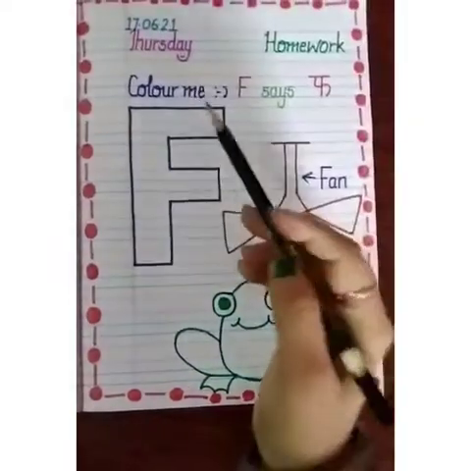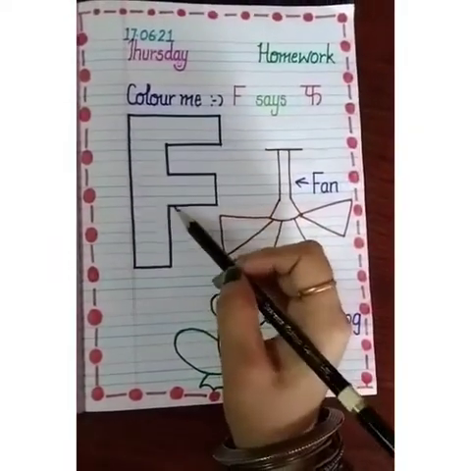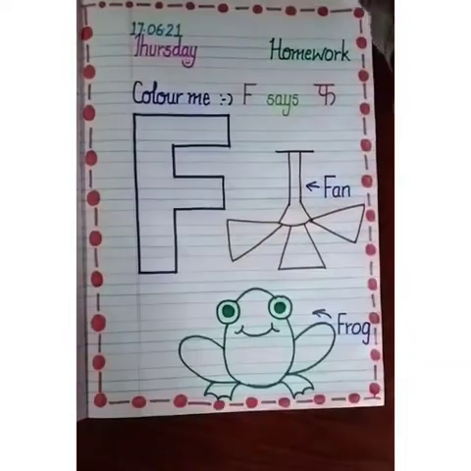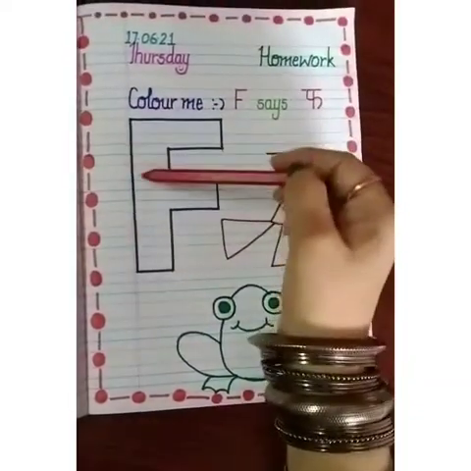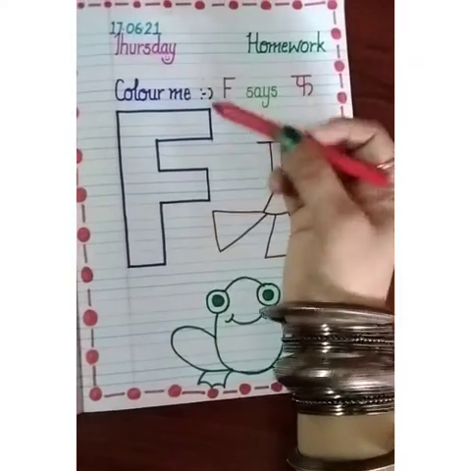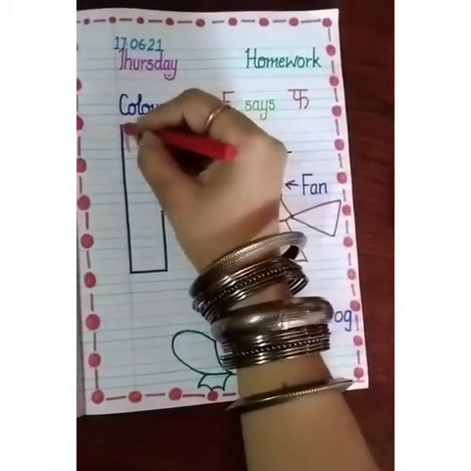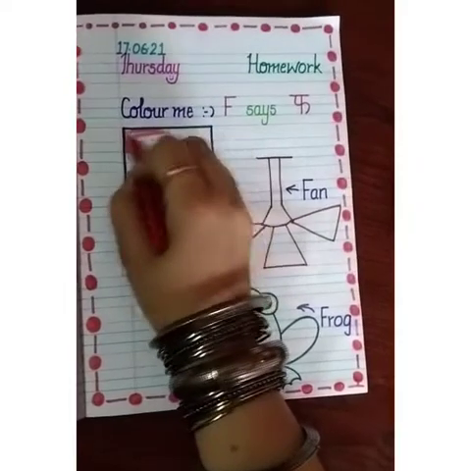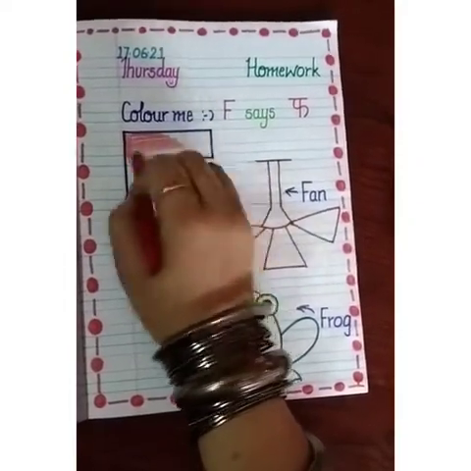Kids, today we will color letter F and its object. Which letter is this? It is F. F says fur. We will color letter F. Kids, fill the color inside the boundary.